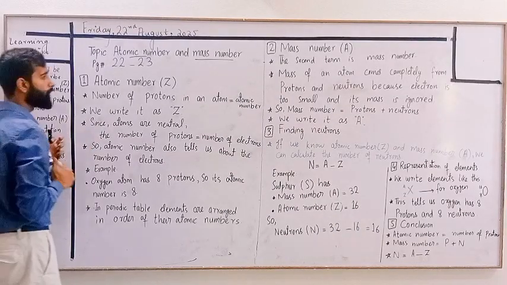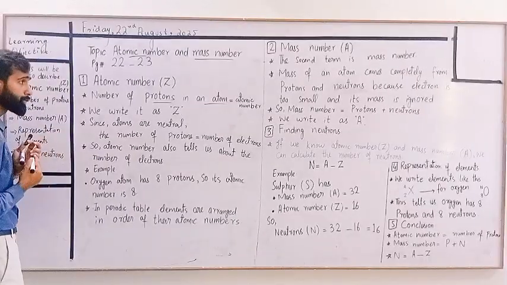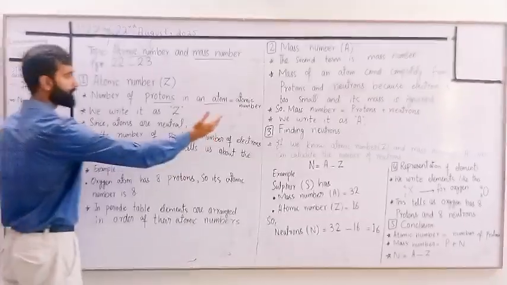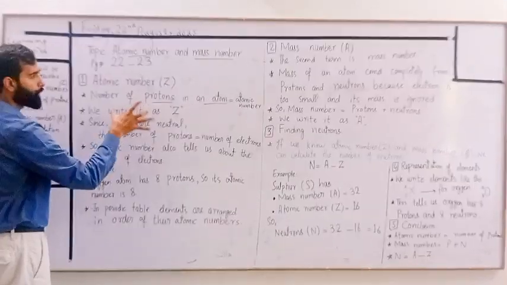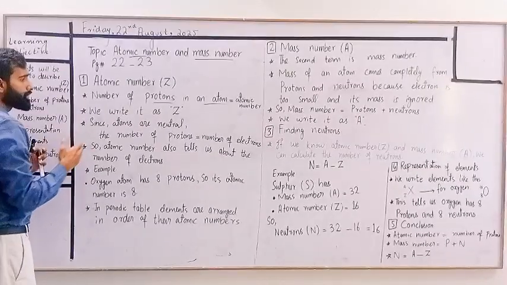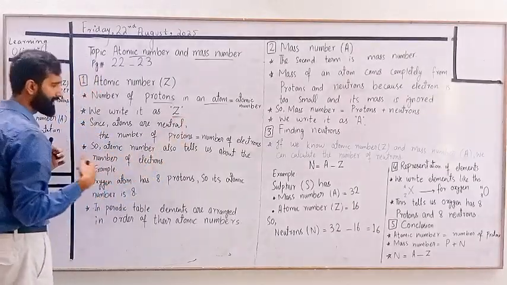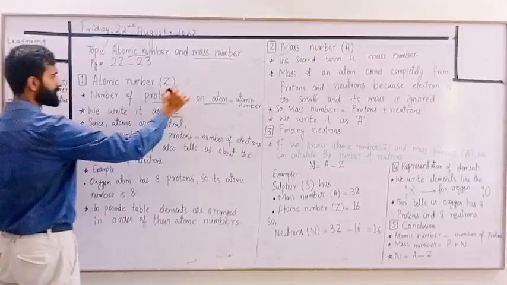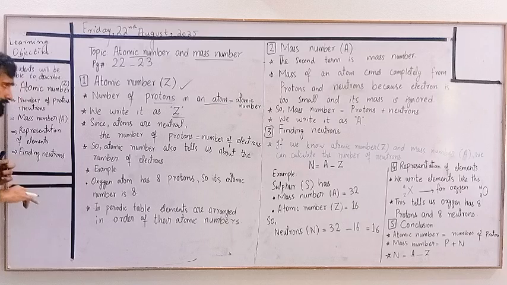The number of protons in an atom is the atomic number. It's actually a pretty simple concept. We write it as Z. Or we can say that the symbol of atomic number is Z. The atomic number is represented by Z.